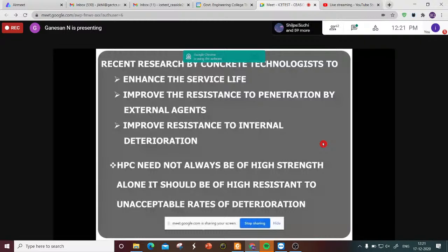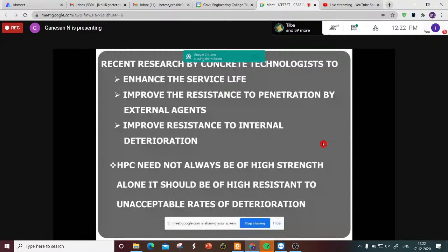When you look at high performance concrete, it need not always be of high strength alone. It should be of high resistance to unacceptable rates of deterioration. If somebody asks you the question, what is the life of a concrete structure? That depends on the rate of deterioration of concrete. If it deteriorates very fast, the life will go. So, high resistance to unacceptable rates of deterioration.